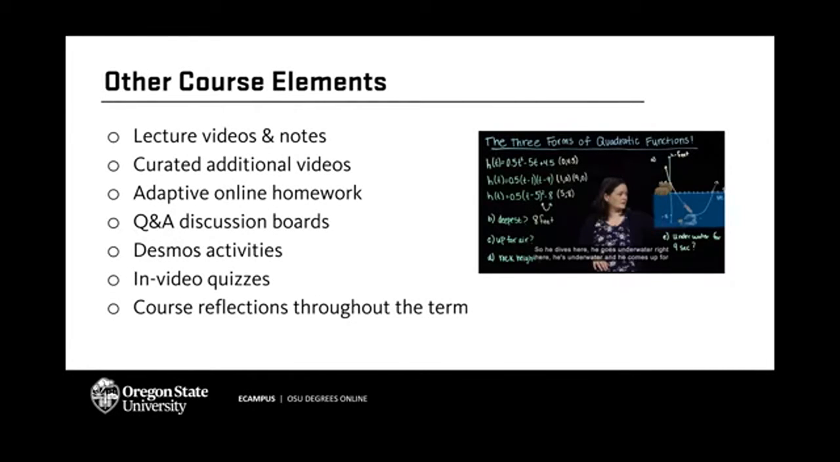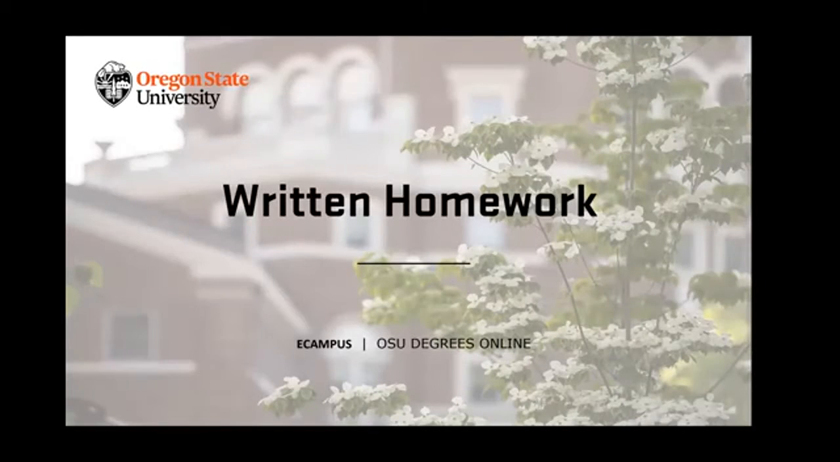We use adaptive online homework systems. Our students participate in weekly Q&A discussion boards, and our learning assistants help us monitor those. We have interactive Desmos activities and in-video quizzes. These tend to take the place of activities that we usually do in our in-person classes. And then the students also complete reflections at key checkpoints during the term to help self-assess where their progress is in the course. So now we want to focus on a few ways that we do assess the students' written work, since that's really what we wanted to focus on and give you some tools for. So starting with the written homework.